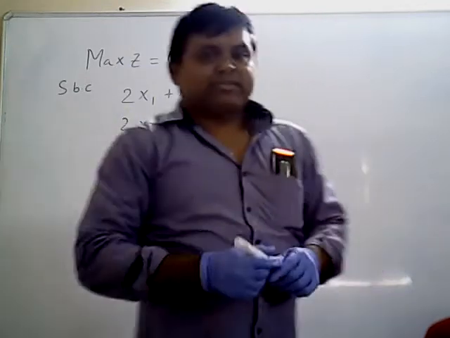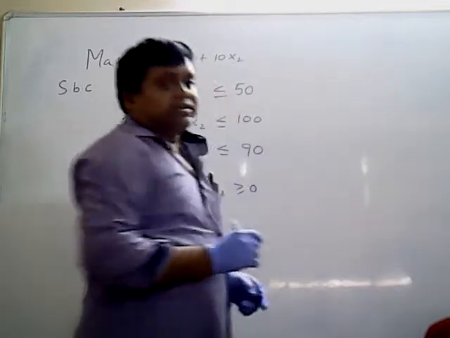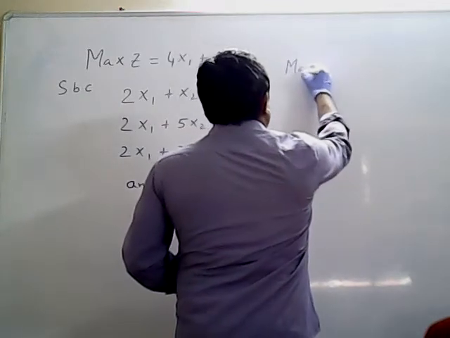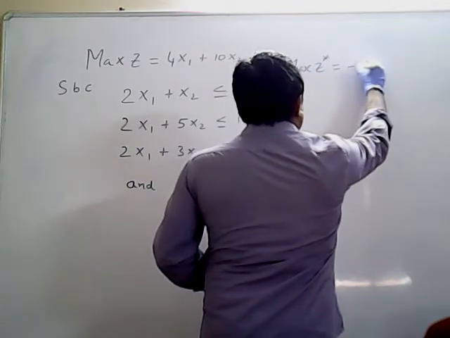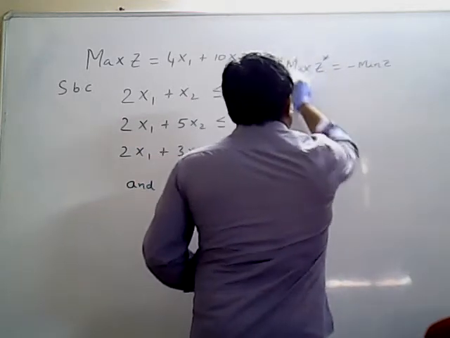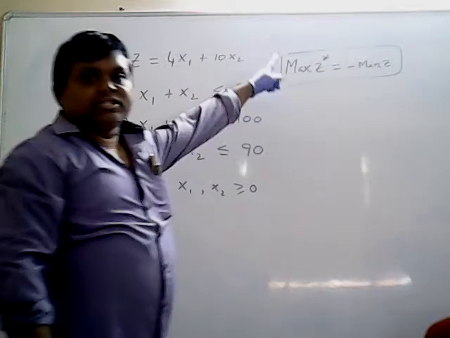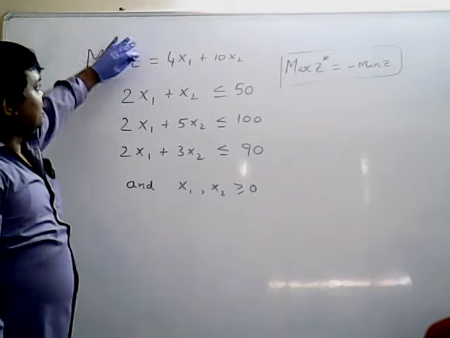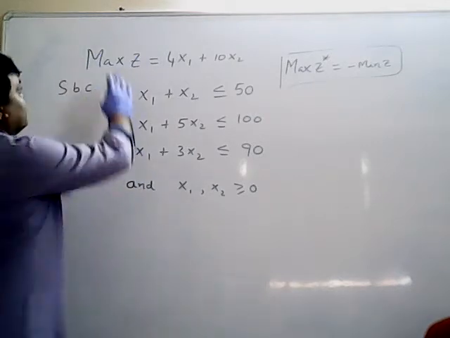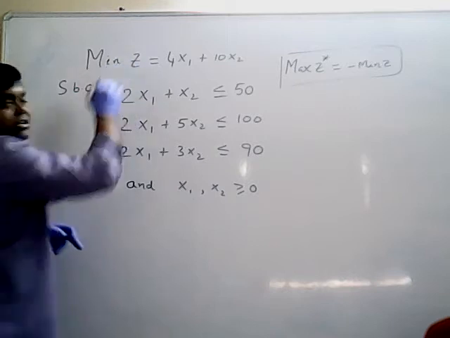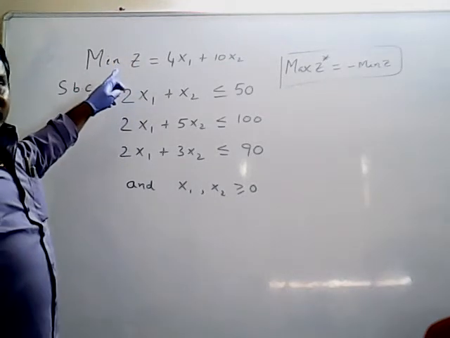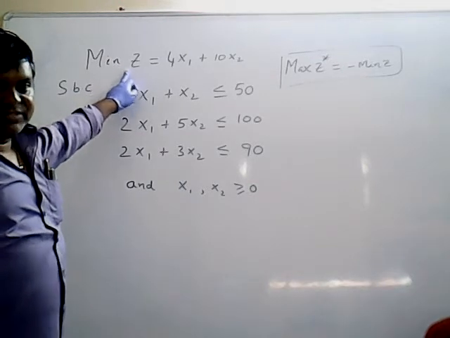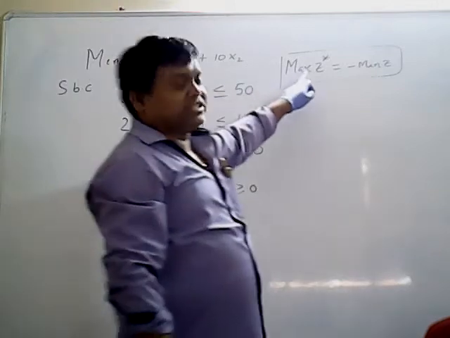Suppose a minimization problem is given. Then it can be converted into maximization by using maximum z star equal to minus minimum z. You use this formula when the objective function is given as minimization. So check whether the objective function is maximization or minimization. If it is maximization, ignore step number 1. If it is minimization, convert it into maximization by using this relation.